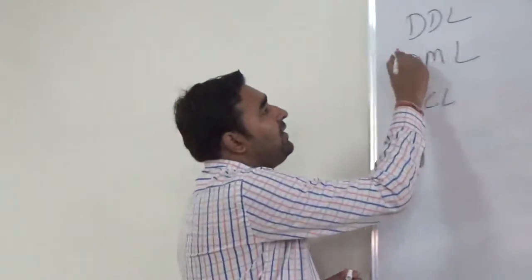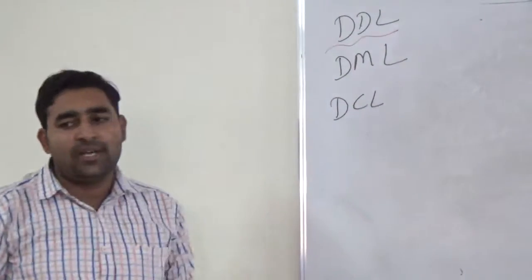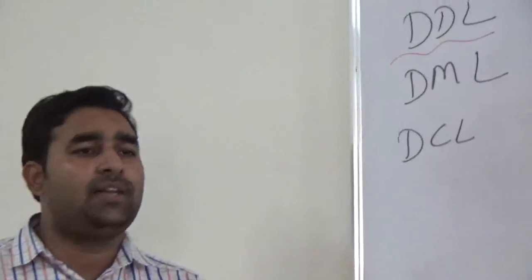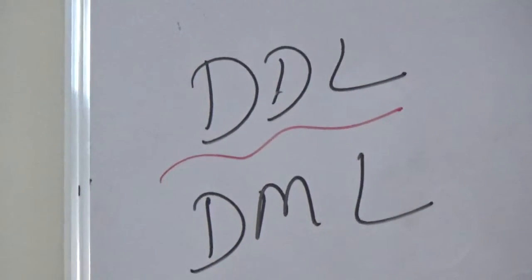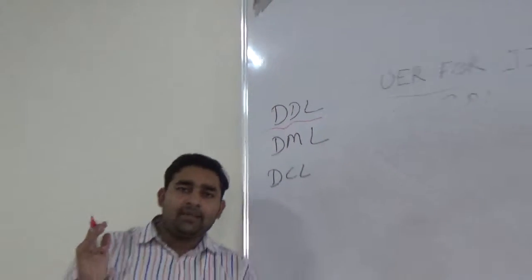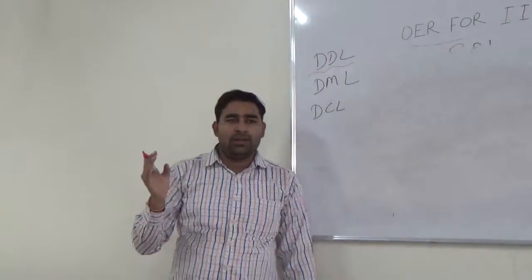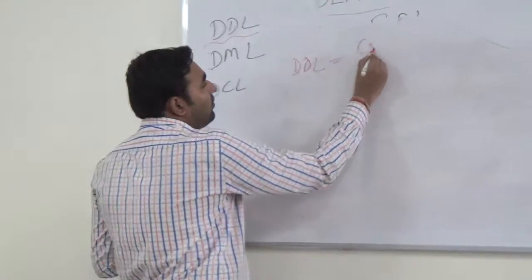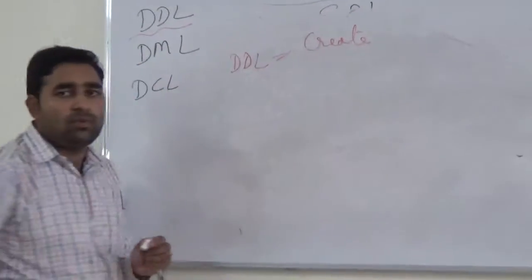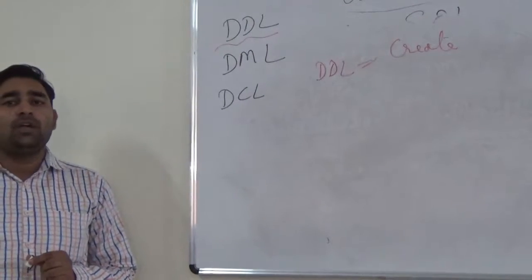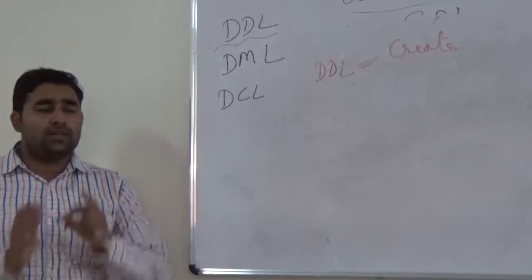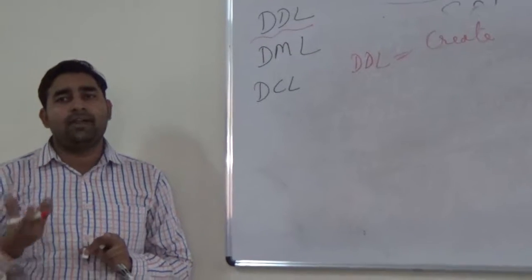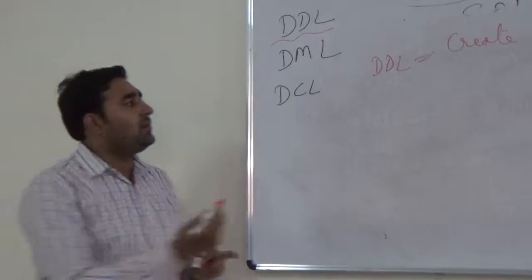For that, we have DDL, data definition language. With the help of this DDL, we can create the definition, either of a table, a trigger, procedure, view, or whatever. Under this DDL category, we have create. This is the create command, with the help of which we can structure the table. We can define the structure of a table.